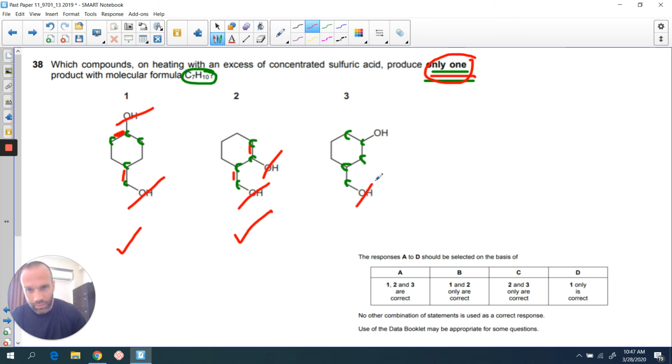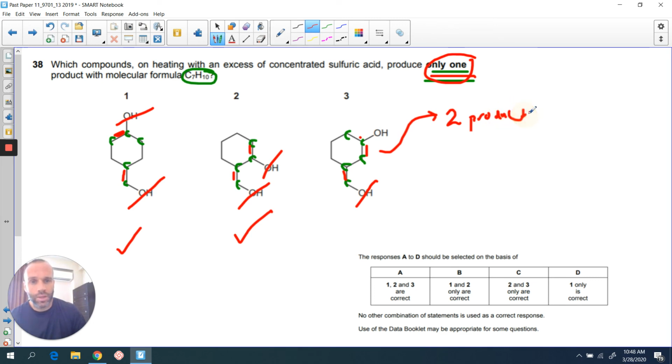Now let's look at this final option here. We'd get rid of the hydroxy group there, we'd form the double bond there as the water is being removed, and we'd form a double bond either there, or we'd form a double bond there. So we could have that option there, or we could have this option here. In other words, those two products are different.